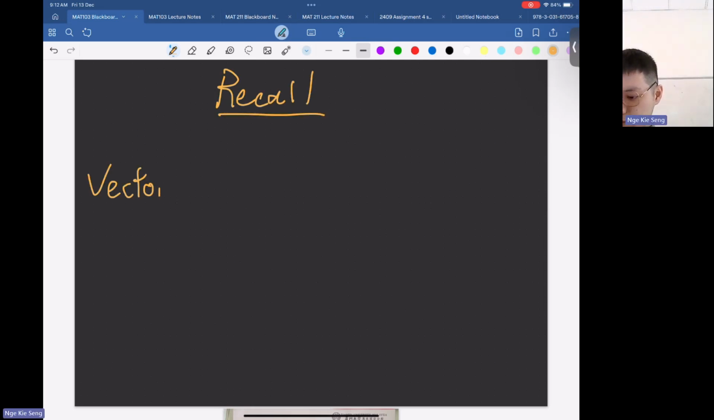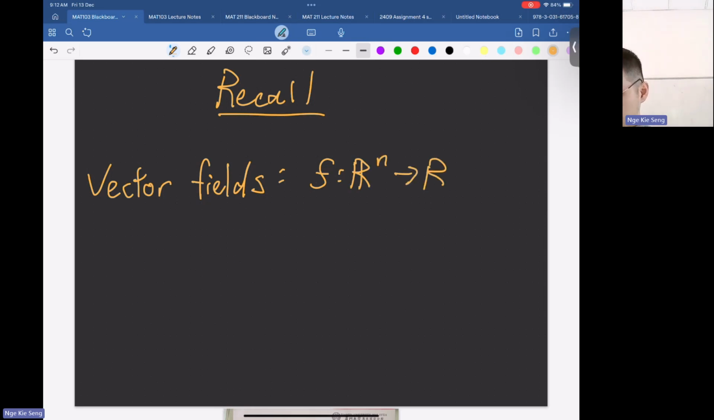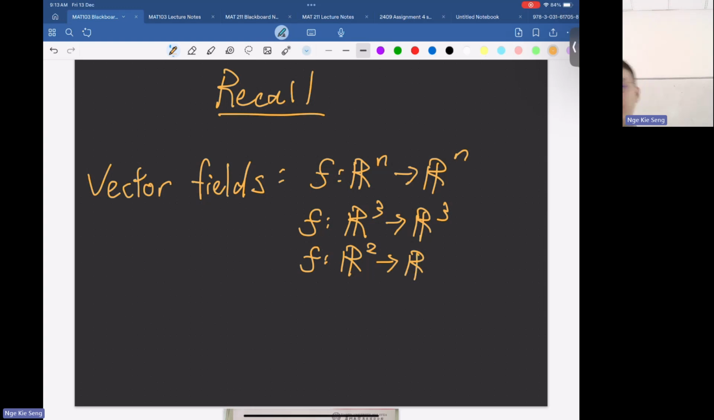So what are vector fields? Vector fields are functions from Rn to Rn, but in our case, we will just consider functions from R3 to R3 and functions from R2 to R2. A function from R to R is what you learn in calculus 1, right? So in vector fields, we learn higher dimensional Rn.